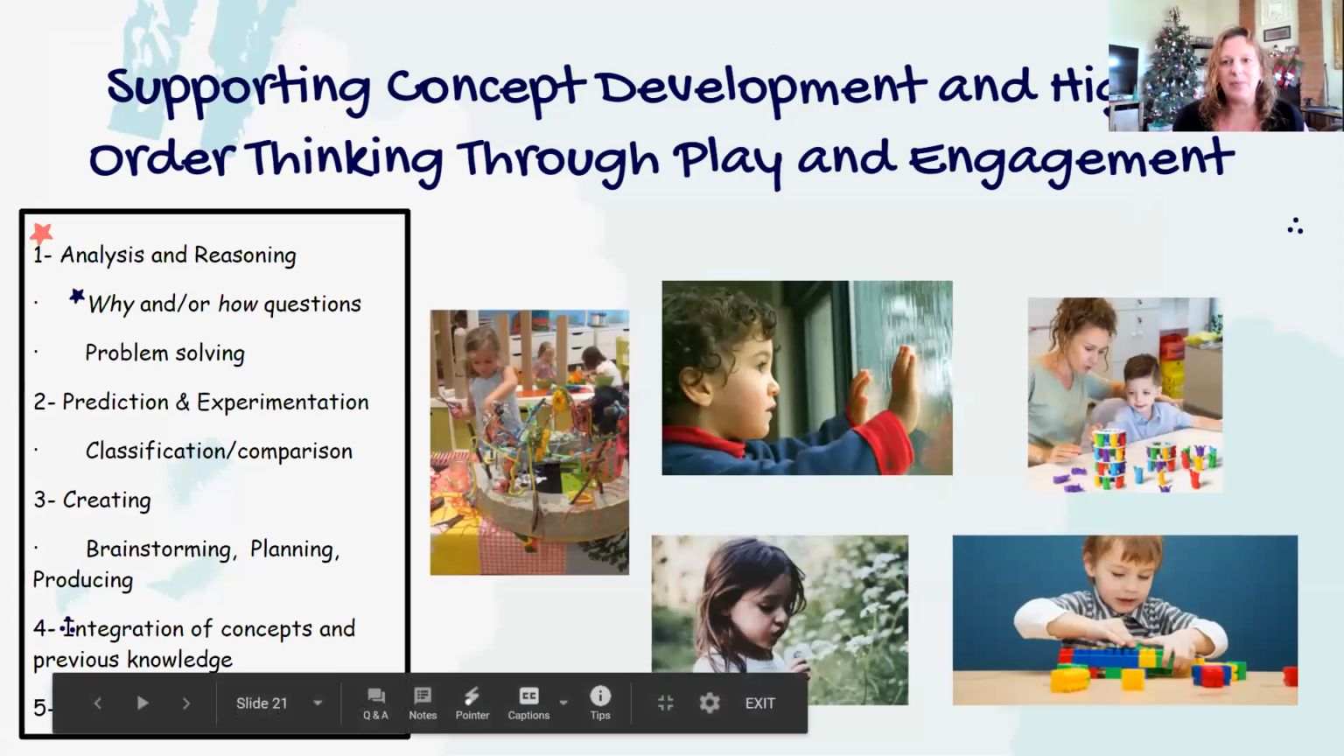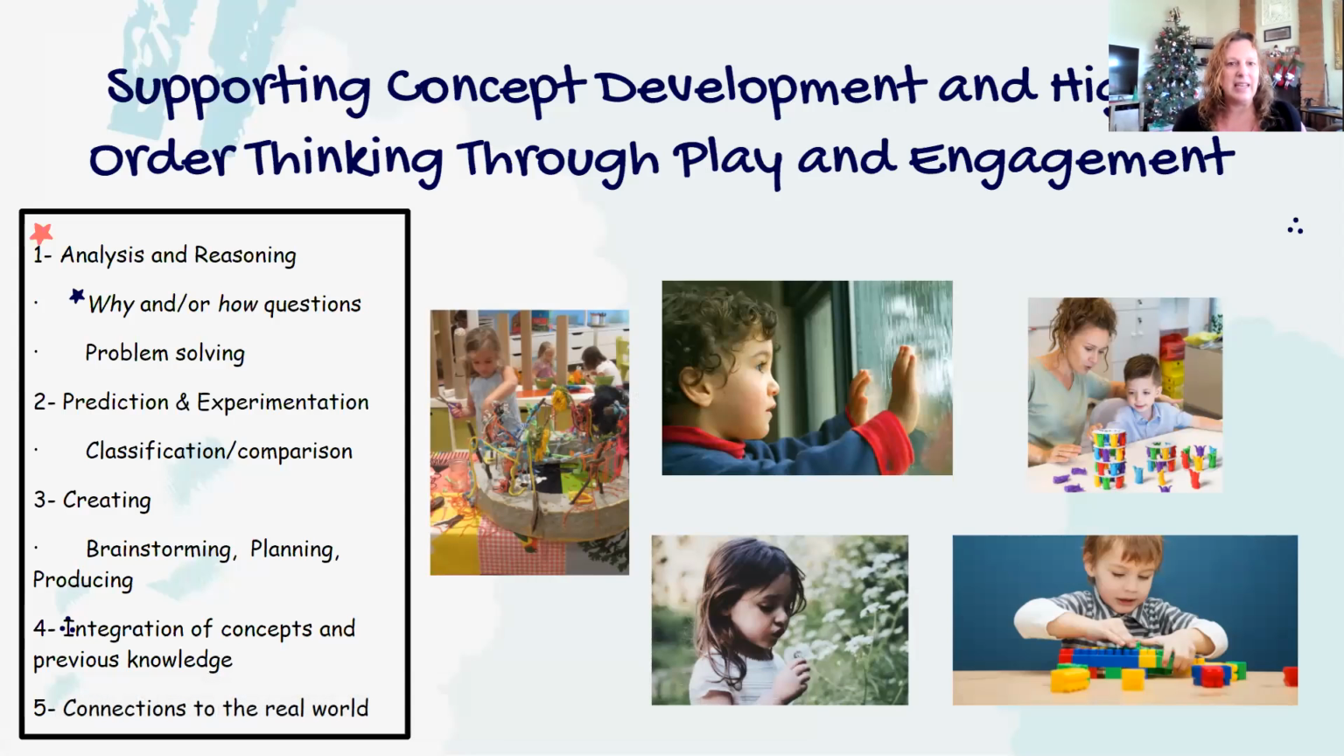With cognitive or brain development, we also call this concept development. It's higher order thinking that we support through play and engagement. The 5 points on your left-hand side show us ways that we can intentionally be feeding or stretching this brain through analysis and reasoning. It seems pretty complex that we're even intentionally thinking about analysis and reasoning.